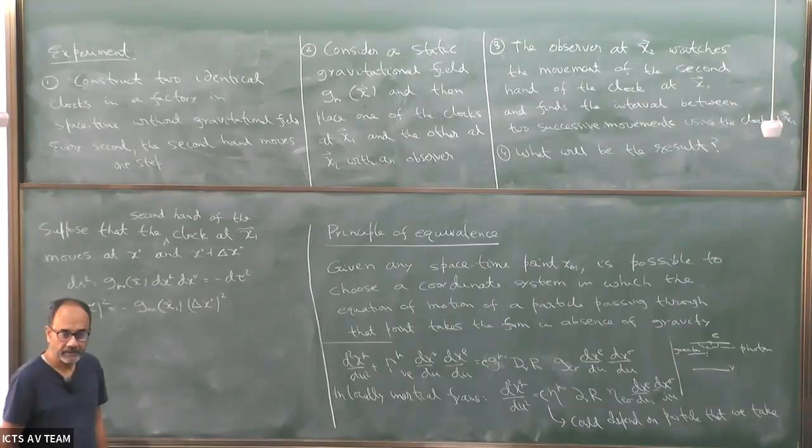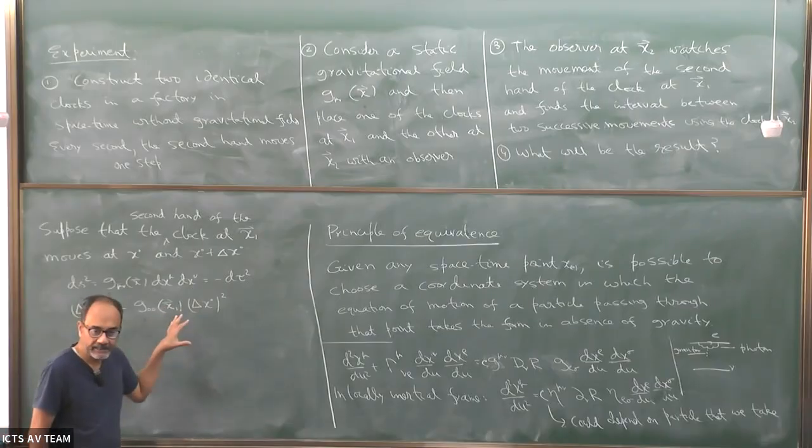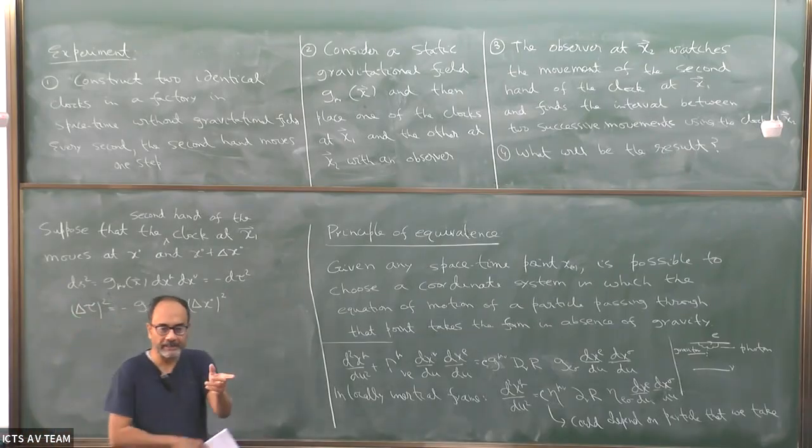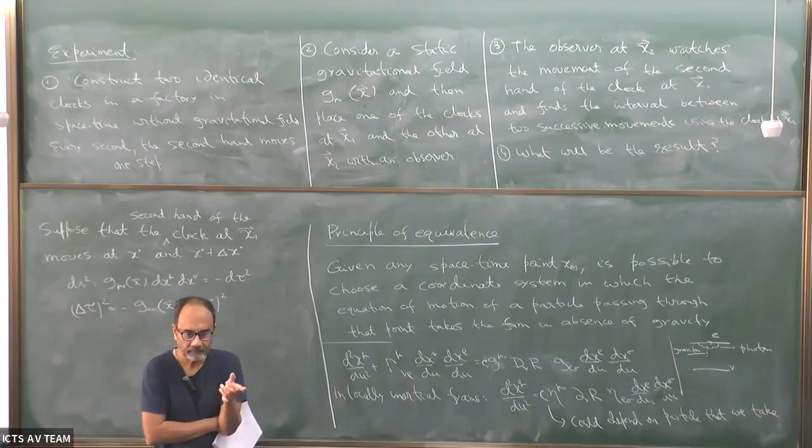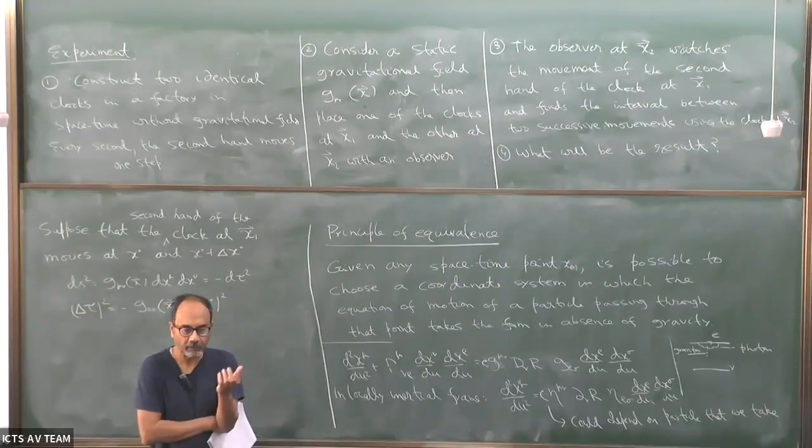X1. Yeah, we are not using X1 anywhere. I'm saying take this. And now if you had gone to a local inertial frame, delta tau is invariant under change of coordinates. So delta tau will remain the same. And in that frame, it's as if gravity is not there, so delta tau will be 1 second. Is that clear?